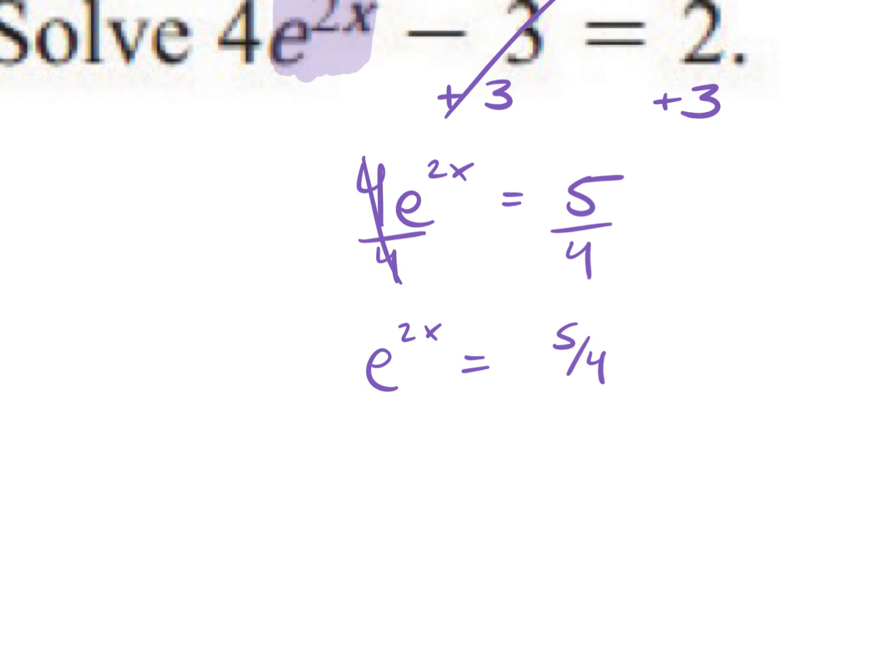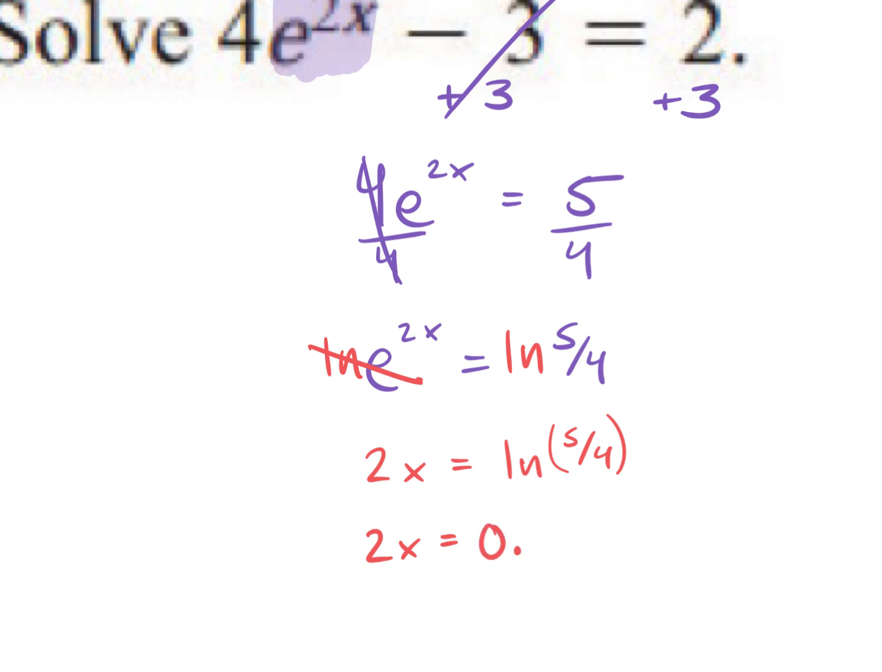Now, what would we do to get x out of the exponent? ln, awesome. We use logs. More specifically here, since our base is e, we're going to take the ln of both sides. So ln of e will cancel. We're left with 2x equals the ln of 5 over 4. So in my calculator, I'm going to do the ln of 5 over 4. So we get 2x equals, I'm going to leave this answer in my calculator because it's a long decimal. So we get 0.2231435. It keeps going, but I'm going to leave it in my calculator.